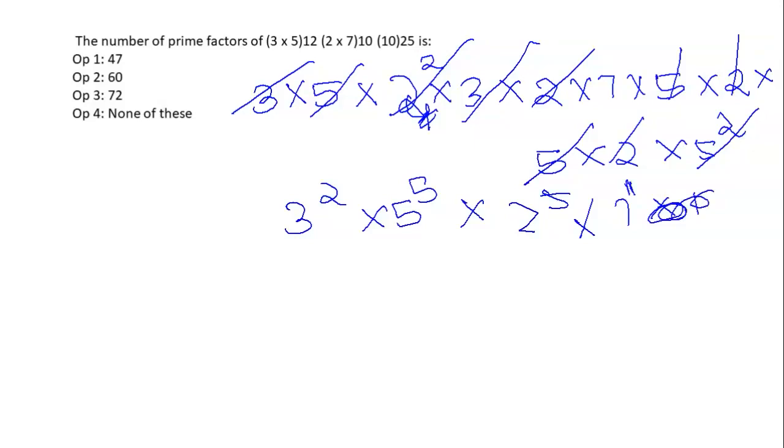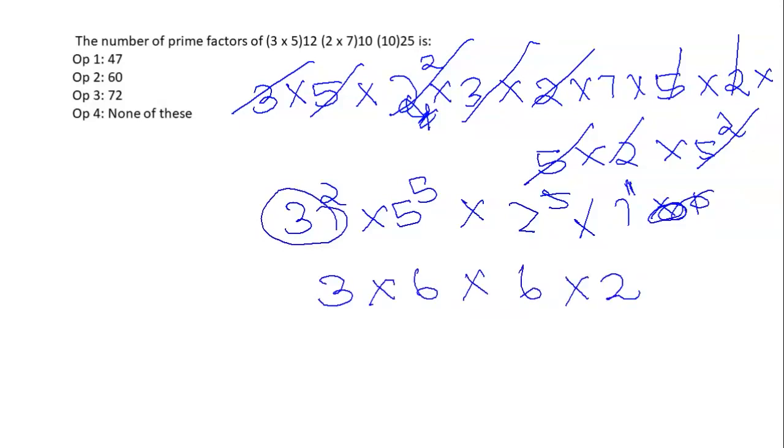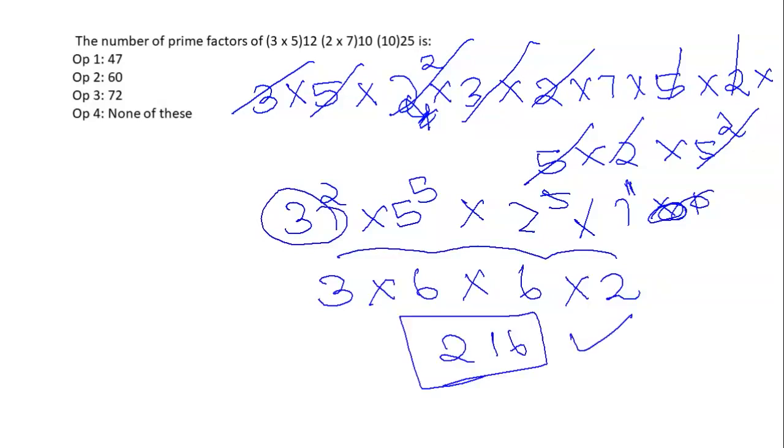The answer should be 216 because see the line only 1 is hidden, okay. 1 is hidden. That is also a factor. So the father will get 3 powers here, 6 power here, 6 here, and 2 here. So the answer will be 216, which is not in the option. That's why I was keeping quiet. I was just thinking what would be the answer. 216 is not the option, so your answer should be none of these.